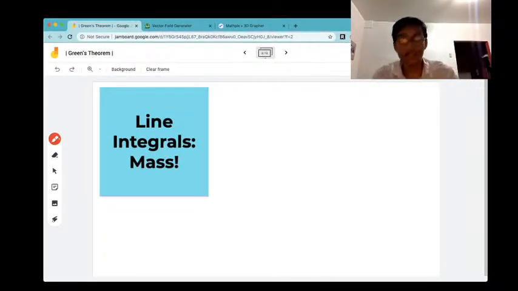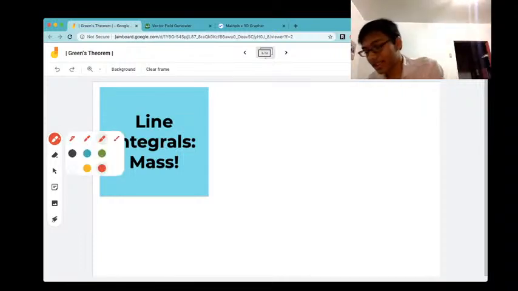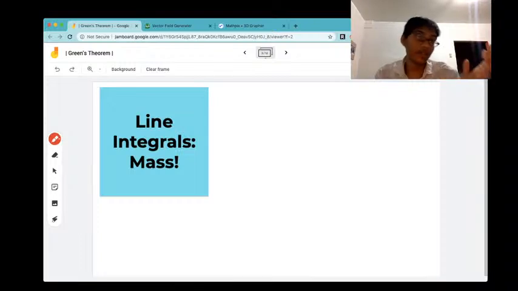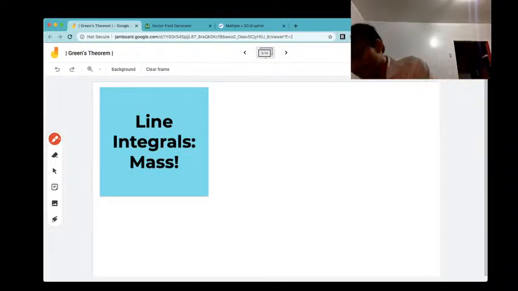So let's go ahead and do that. The line integral tells us quite simply that we have a function f, so we have a function f of x, y.